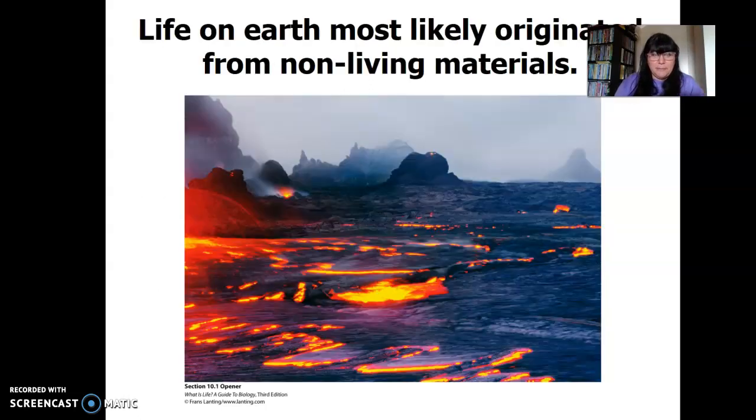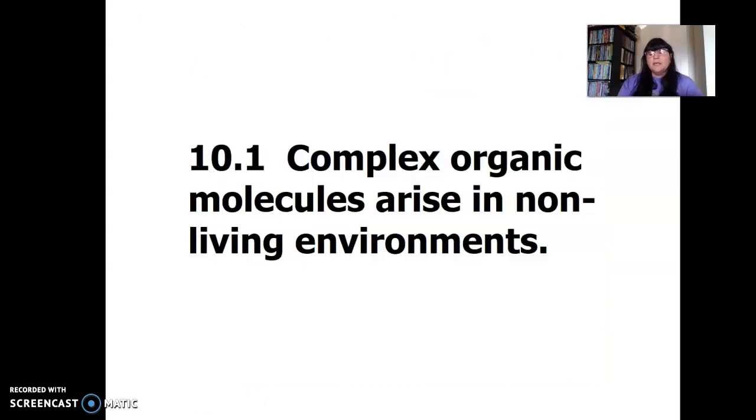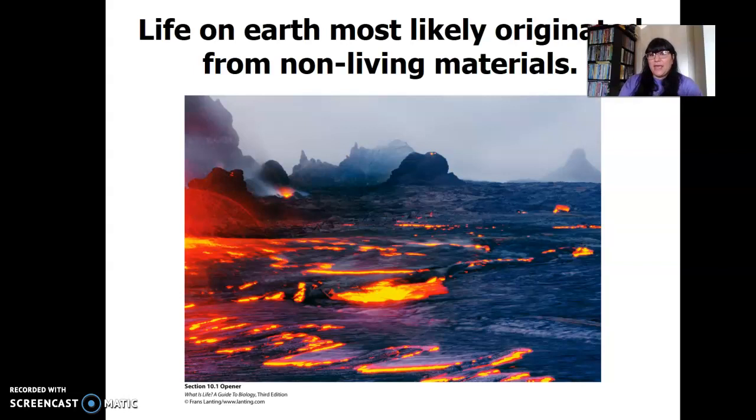So let's dive right in. Bam. What does that look like to you? Like volcanoes, right? Volcanic activity, the hot molten rock, right? And volcanoes release sulfur in the air, right? So the question is, where did life come from? And so scientists are thinking of what was the primitive Earth like? It says life on Earth most likely originated from non-living materials. So we're trying to see, where did molecules come from? Where did macromolecules come from? Where did life come from? So we think that's what happened, that life came from non-living materials, okay?